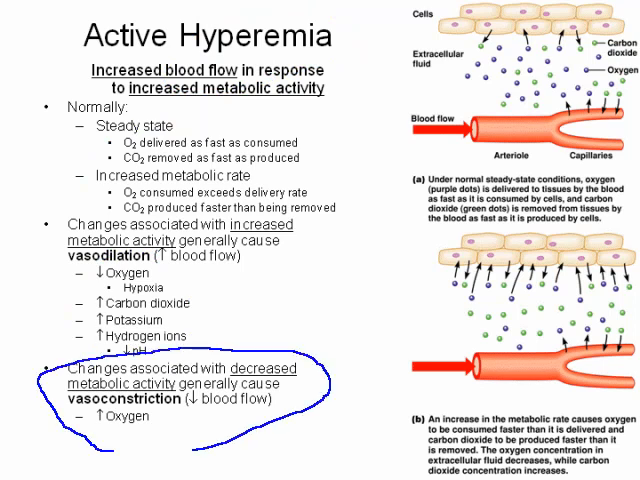Changes that are associated with decreased metabolic activity generally cause vasoconstriction, and the largest factor there is when oxygen level goes up. It indicates a reduction in metabolic activity and therefore a reduced need for blood flow. So this is active hyperemia.